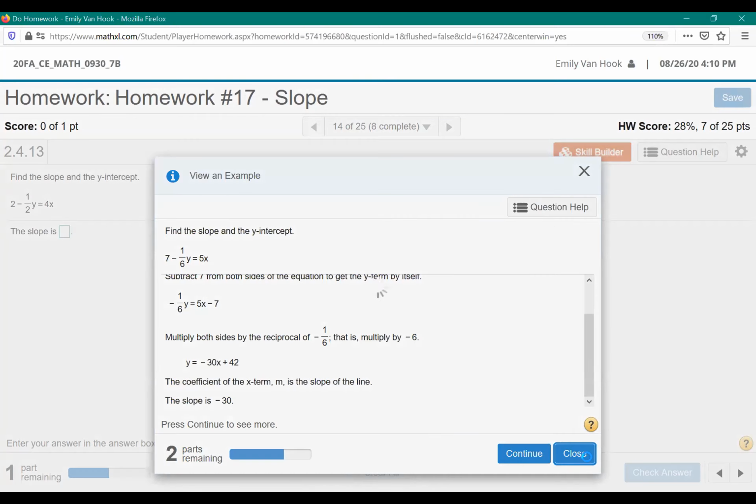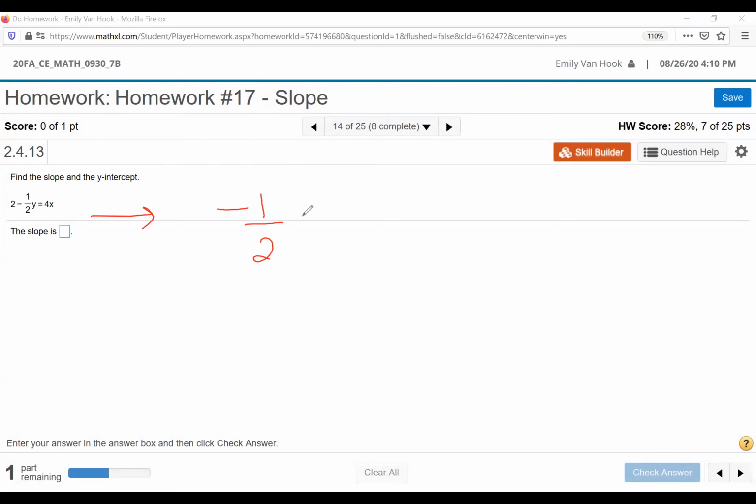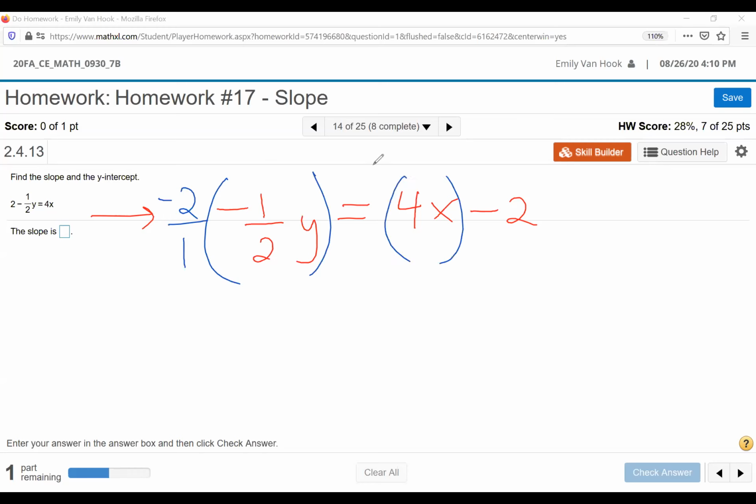All right, so here's our equation. 2 minus 1/2 y equals 4x. So to get the y by itself, let's start by subtracting 2 on both sides. So then we'd have negative 1/2 y equals 4x minus 2, because we subtracted the 2. Now to cancel out this negative 1/2, essentially we need to divide by negative 1/2, but look how terrible that would look. So instead of dividing by negative 1/2, when you divide by a fraction, you're actually just multiplying by the reciprocal. So we're multiplying everything by negative 2 over 1.